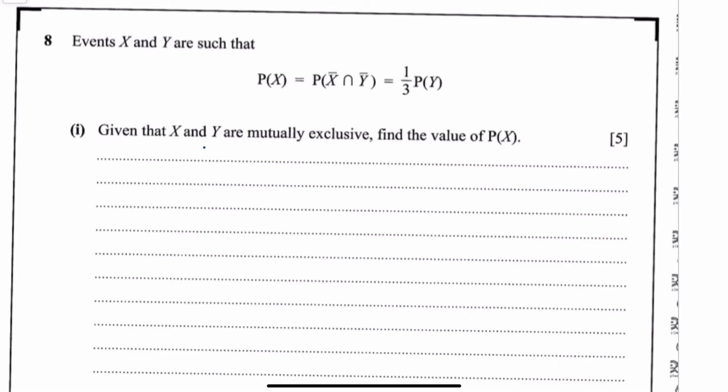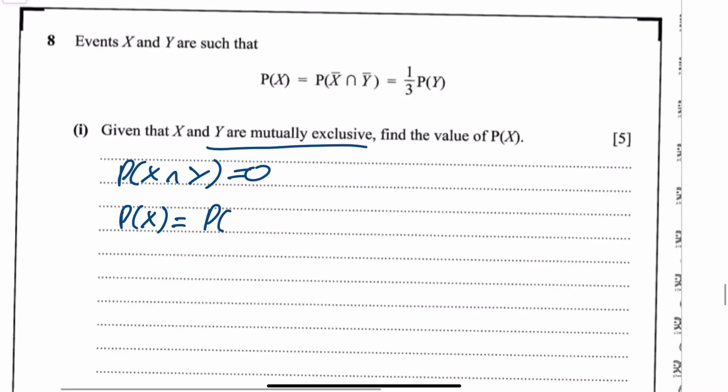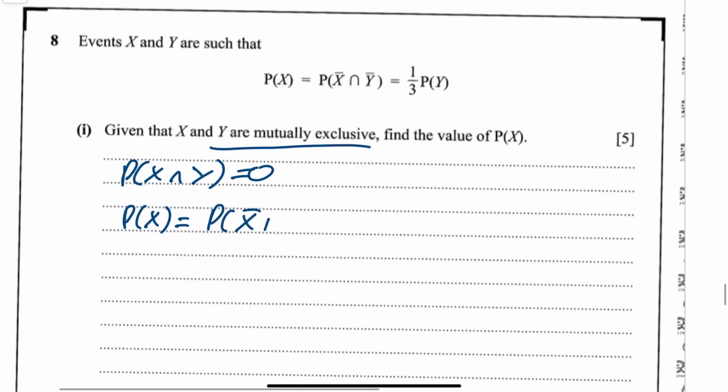It also tells you they are mutually exclusive. So that tells you the probability of X and Y is equal to 0. I am sure this isn't the most efficient way I've done this. It seemed to be quite an awkward way of doing it, but it works. So I'm just going to write down their formula again. Probability X is equal to probability not X and not Y, and is equal to 1/3 the probability of Y.